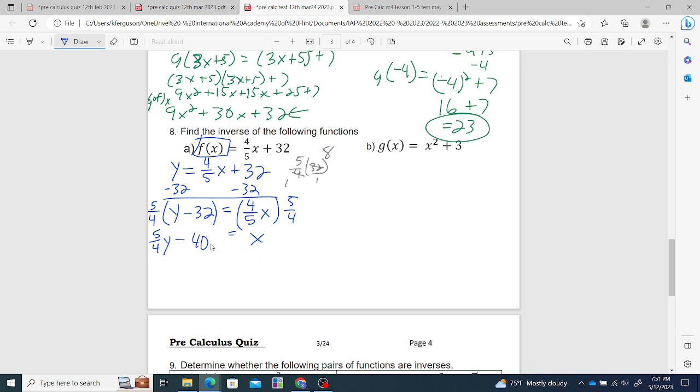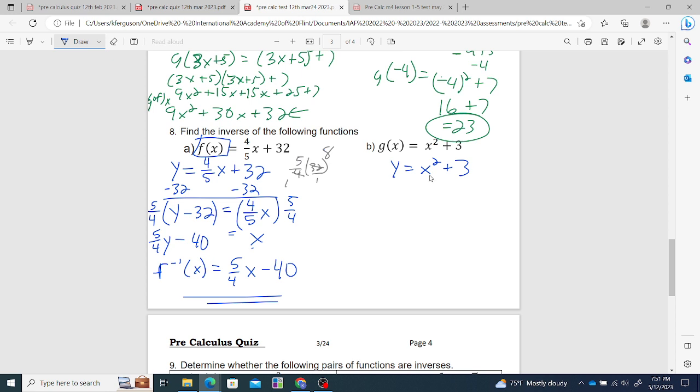So now that I got it like this, I'm going to change it back to function notation. So I'm going to change this to f inverse of x and that to x. So this is the inverse of x, which equals 5 over 4x minus 40. And that's my answer. That is the inverse of that. So now I'm going to get the inverse of this. So I'm going to change that to y.